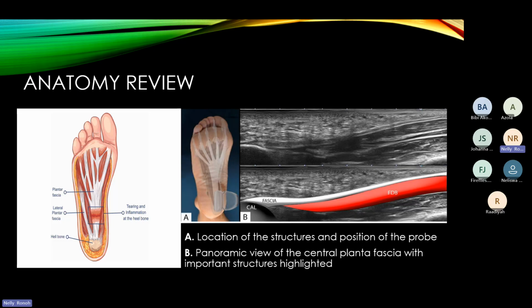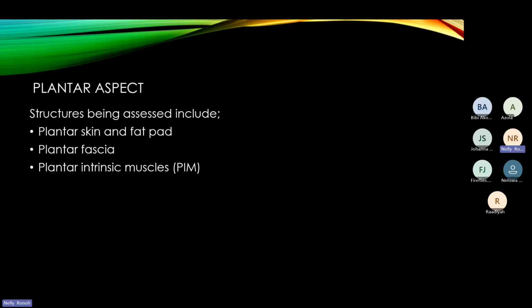But then, of course, the plantar fascia would be much deeper than the Achilles, because there is that fat pad just before the plantar fascia. And at the plantar fascia, the structures that we will be assessing are, of course, the skin, which I'll show you, and the fat pad. Then there is the plantar fascia itself, and the plantar intrinsic muscles.